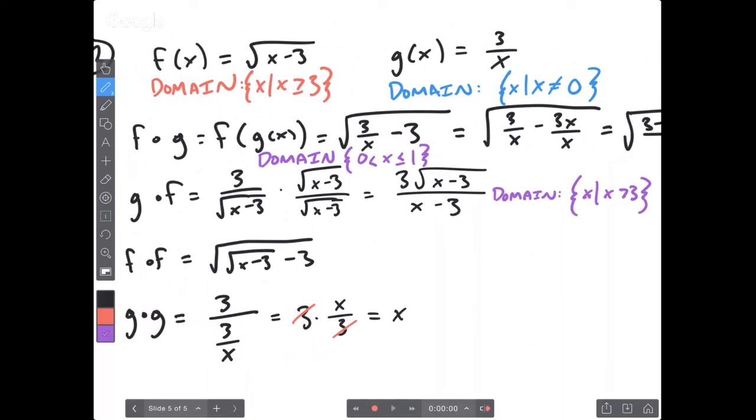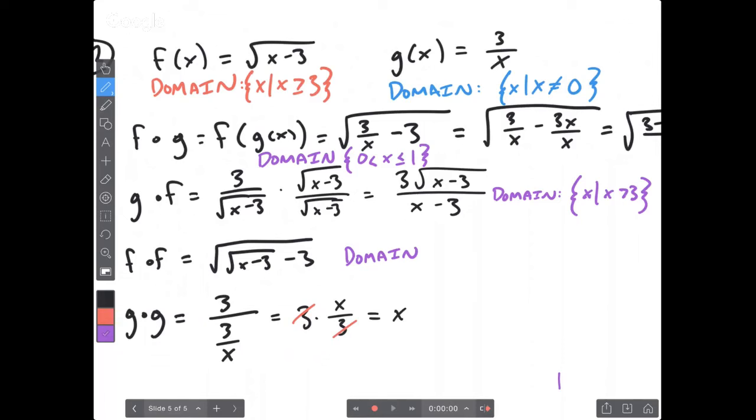On f of f, the domain is going to be the same as the domain of f, x greater than or equal to 3. 3 minus 3 is 0. Oh, nope, 0 minus 3 would equal negative 3. Can't do that. So let's see. I need root of x minus 3 to be greater than 3.